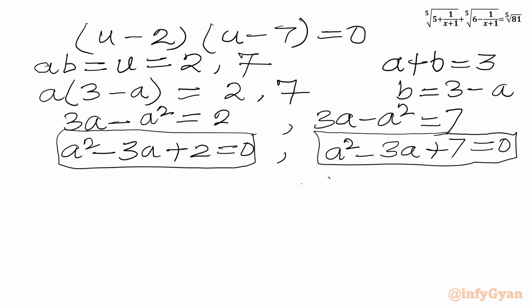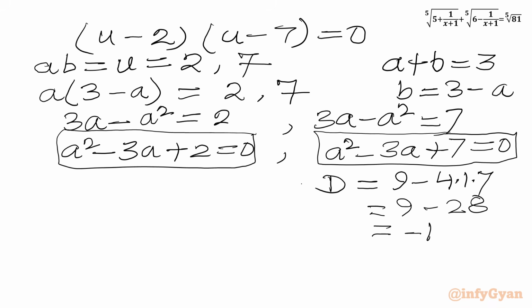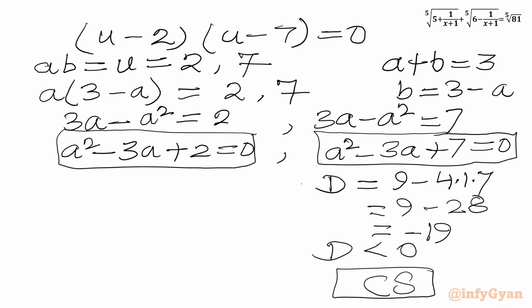Let me check the discriminant value for the second quadratic equation. It is b² − 4ac. (−3)² is 9, minus 4 times 1 times 7. So it is 9 − 28, which will become −19. The discriminant is negative. We are going to get complex solutions. So we will reject this quadratic equation.